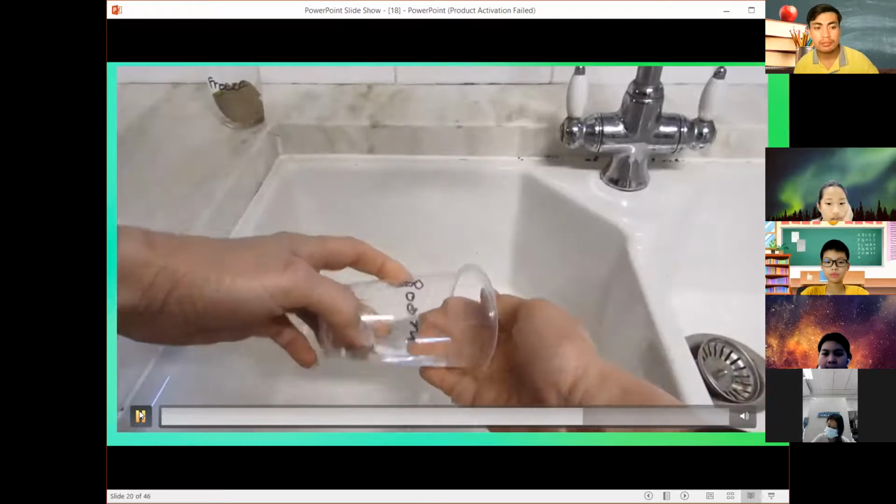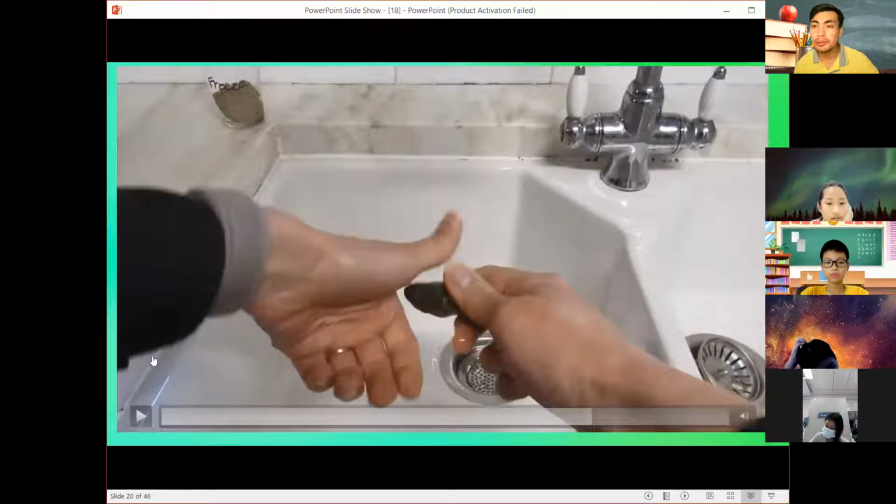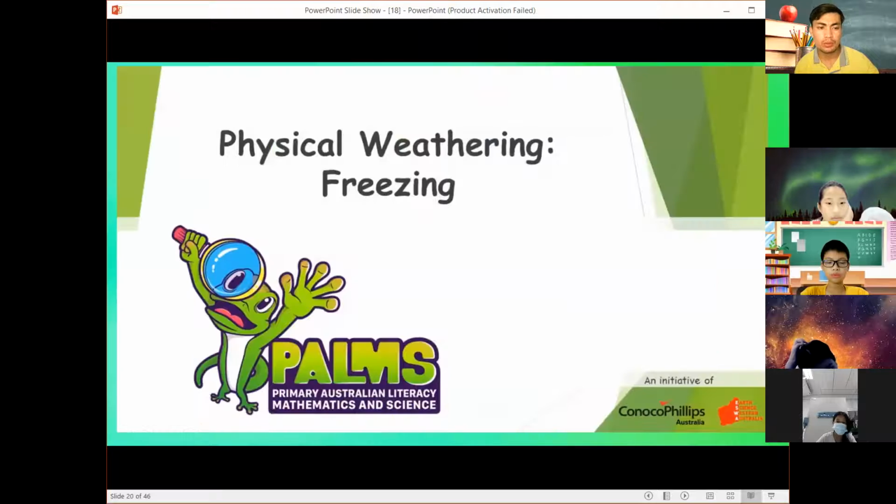Mm-hmm. Can you break apart the rock that was at room temperature? So this one is at room temperature. They didn't put it in the freezer. Let's see if they can break it. Oops, sorry.